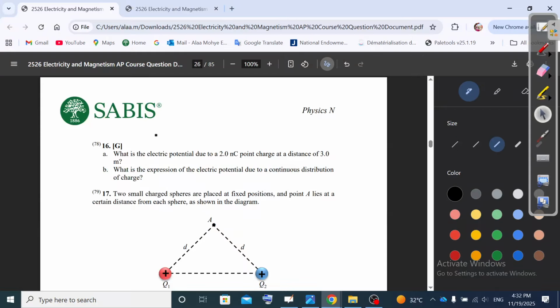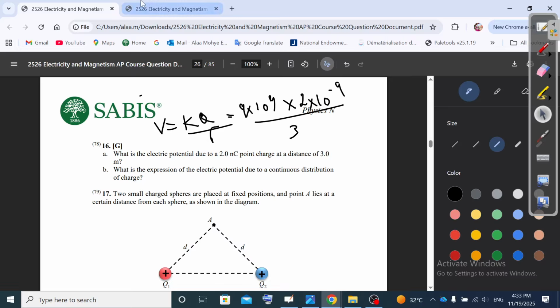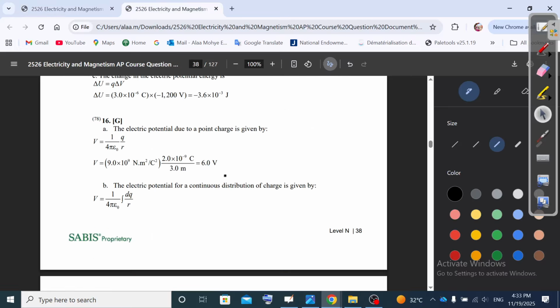Moving on, what is the electric potential? The voltage has a formula: V equals kQ over R. So just a simple substitution, 9 times 10 to the power of 9 times 2 times 10 to the minus 9, so the exponents cancel, over your R, which is 3. On the calculator, 9 times 2 over 3, you get 6 volts. There you go.